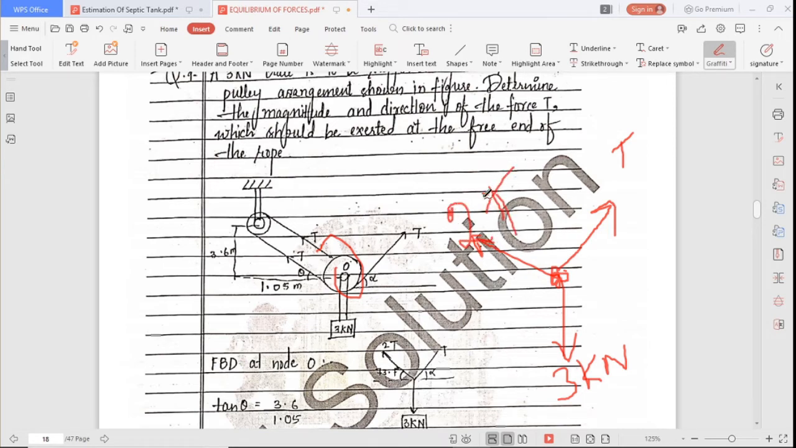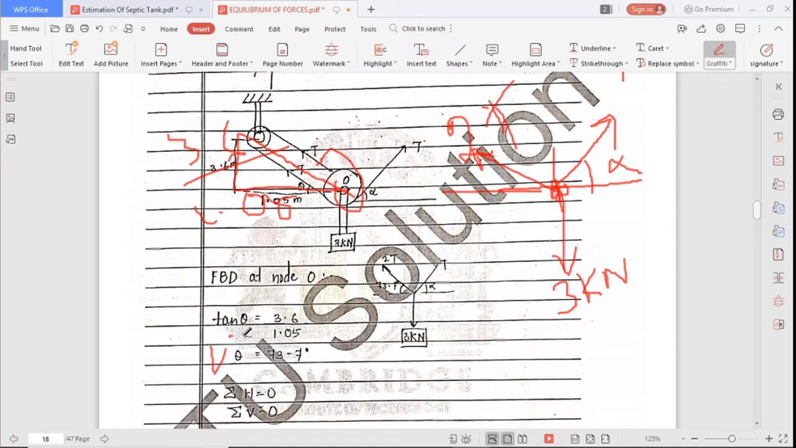We'll add the 1T for this one and 1T for this one, so we'll take it as 2T. Okay, now we will find the angles. So this is the alpha. See here, from this triangle, they have given the values 1.05 and 3.6. So theta is equal to tan inverse of 3.6 divided by 1.05. We'll calculate theta, we will get 73.7 degree.